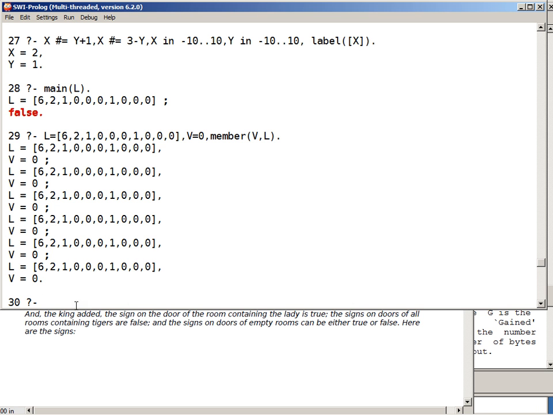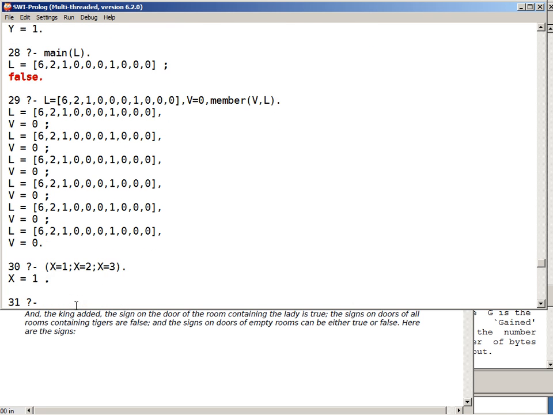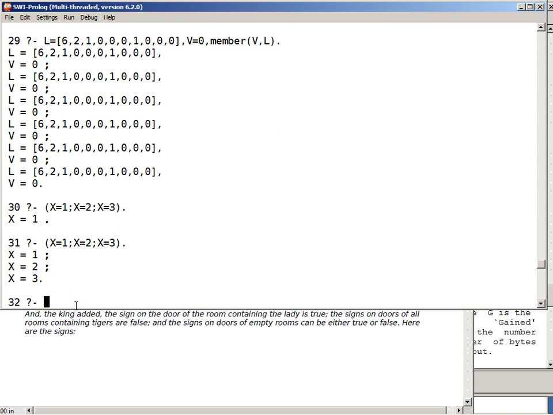It's actually the same solution, but let's try a different thing. So let's say I have X equals 1 or X equals 2 or X equals 3. So this succeeds 3 times. How do I see all the solutions in one answer?